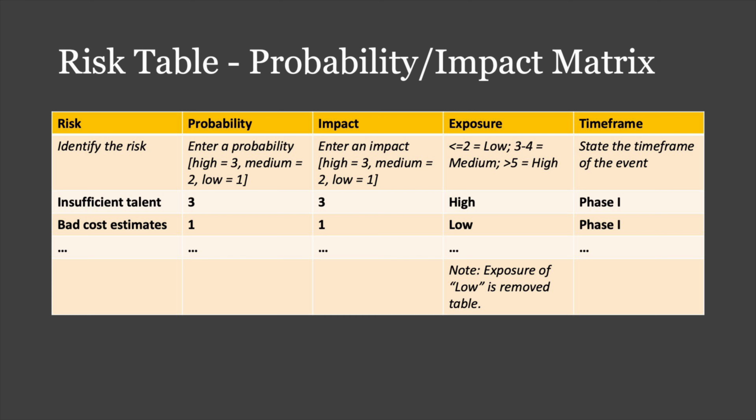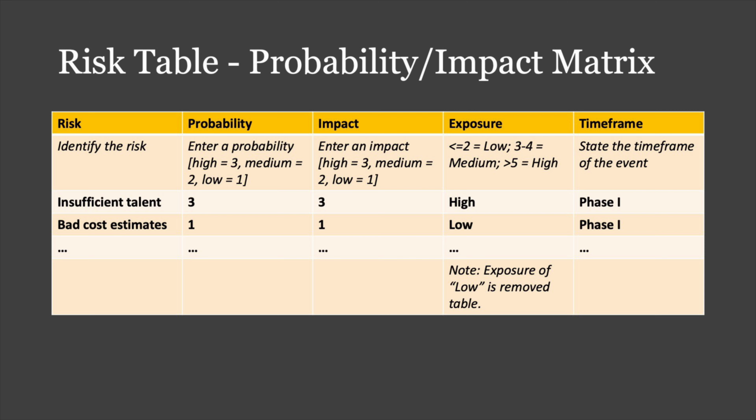Here's a great example of a risk table. So this is the probability impact matrix. I can fill this out for you with a few data points. So we've got columns called risk, probability, impact, exposure, and time frame. For the risk column at the very front, we simply label the type of risk, and I gave some examples there like insufficient talent or bad cost estimates.